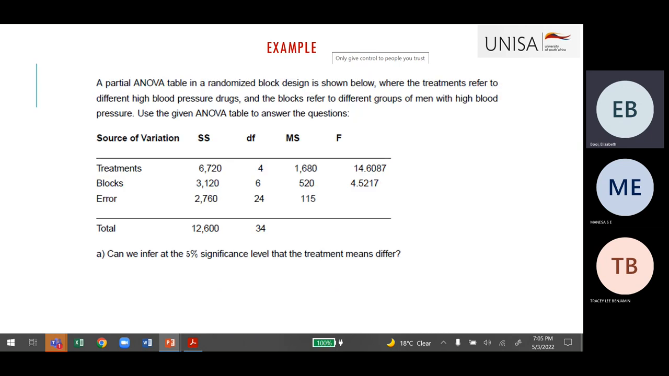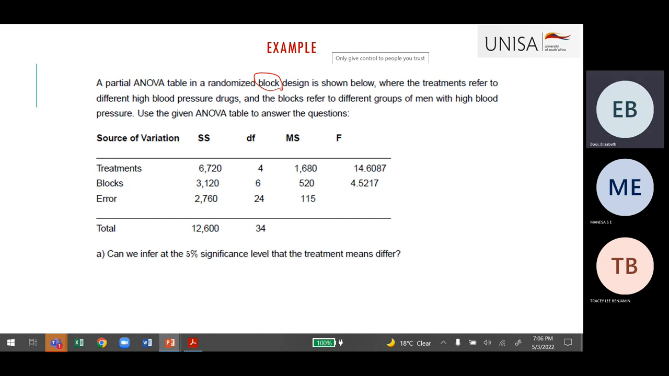Okay, so let's look at an example. Here you are given an ANOVA table in a randomized block design, and there it is, the keyword block design. I can also see that in my table, you have three things. Previously, you only had two things. So now I have three things, so I'm looking at the block design.